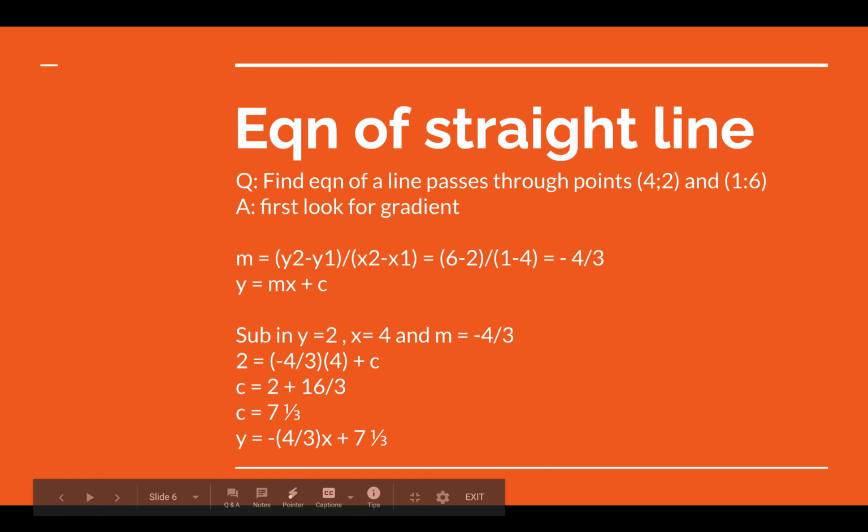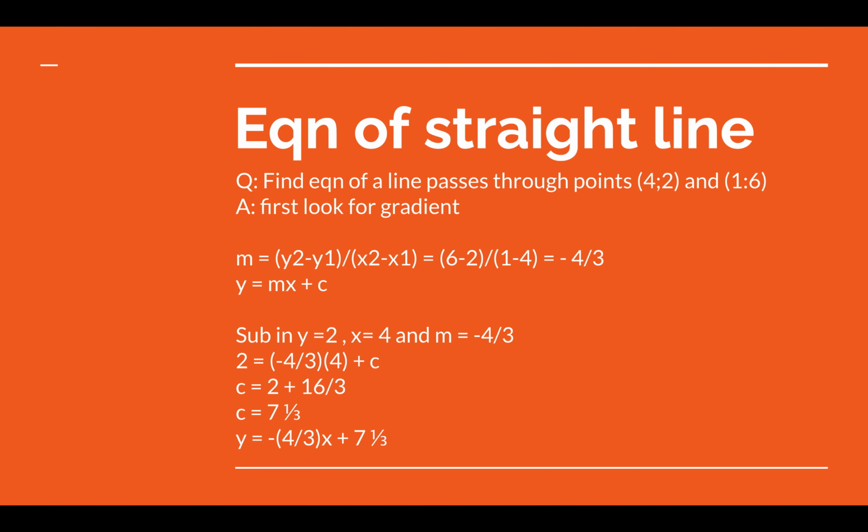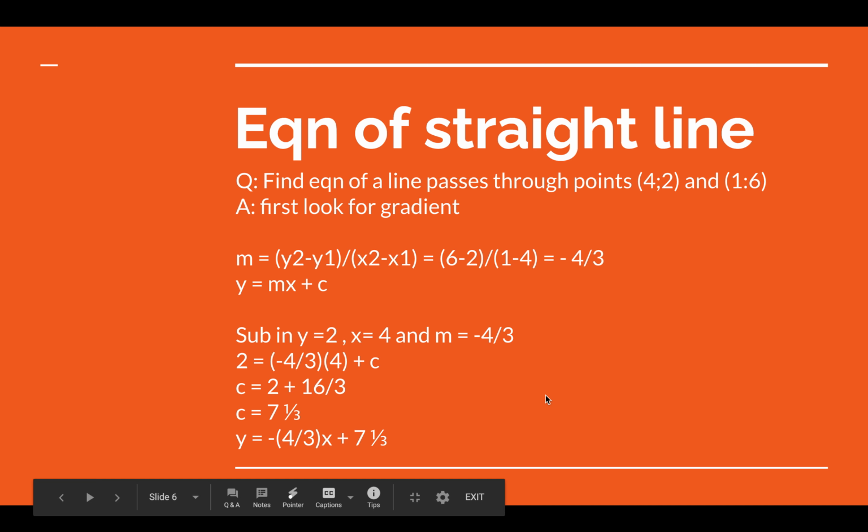Let us look at a typical question that is asked when dealing with gradients. Here we're given the question: Find the equation of a line that passes through the points (4, 2) and (1, 6).